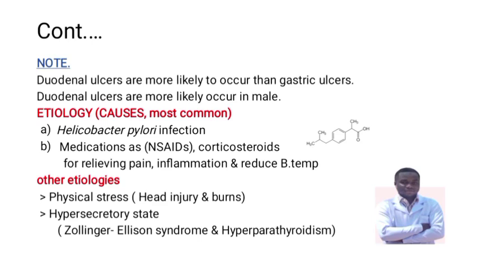Let us go and see the etiology of peptic ulcers. Etiology means causes. Here we have the two most common causes. The first one is Helicobacter pylori infection.